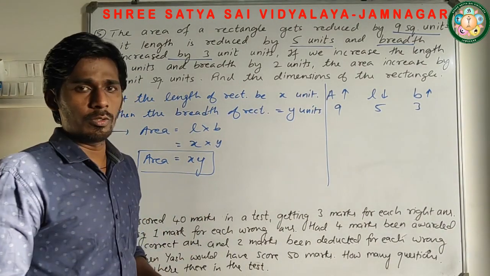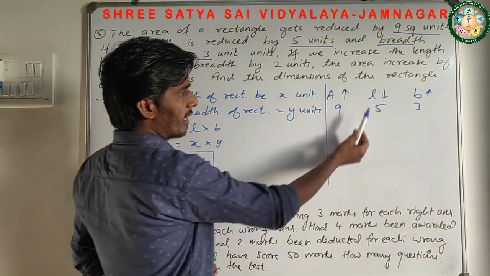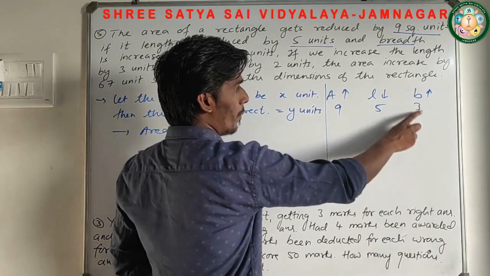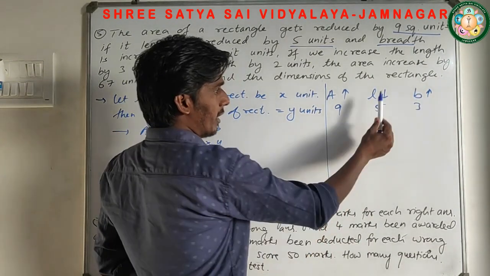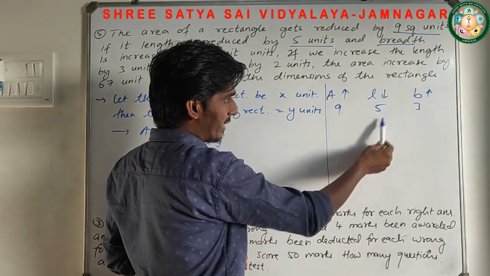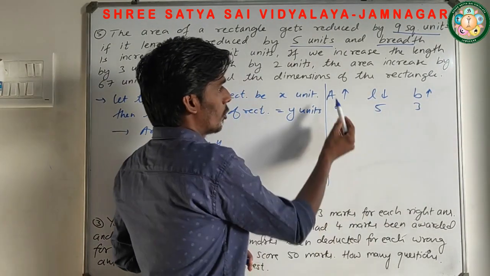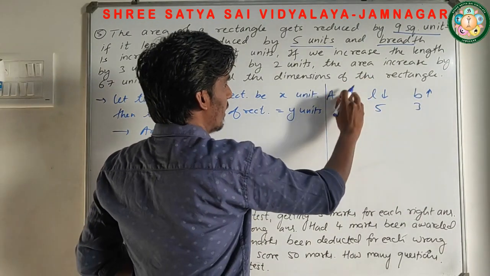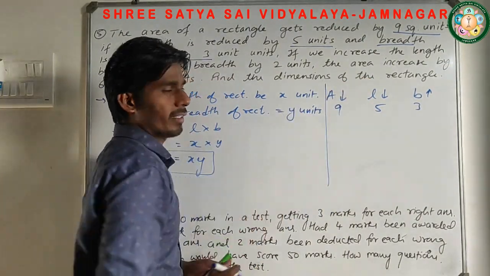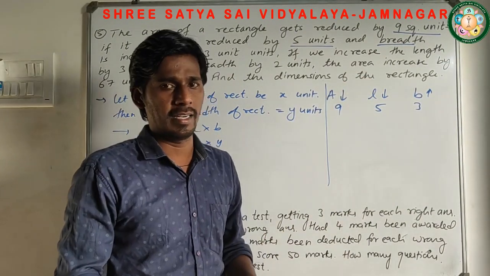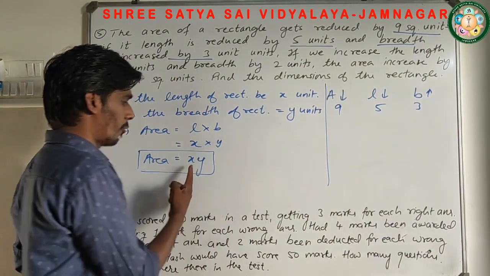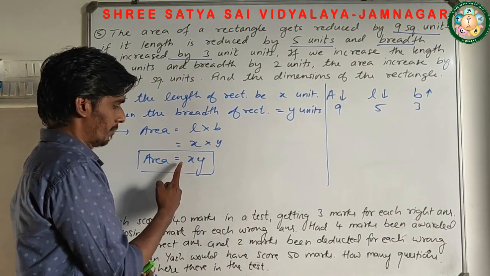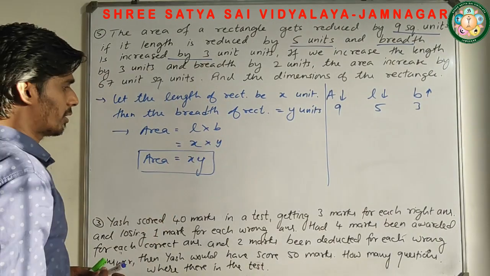Now what are they going to do? They are changing it. क्या चेंज कर रहे हैं? लेंथ 5 कम कर रहे हैं और ब्रेथ को 3 बढ़ा रहे हैं. So if length is decreased and breadth is increased by 3, तो एरिया कितना? Area is reduced by 9. तो एरिया कितना कम हो रहा है? 9. किसमें से 9 कम हो रहा है? From its original area. So let's form the equation from this.